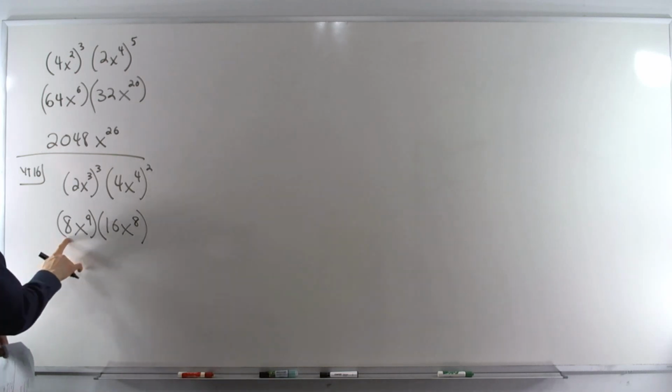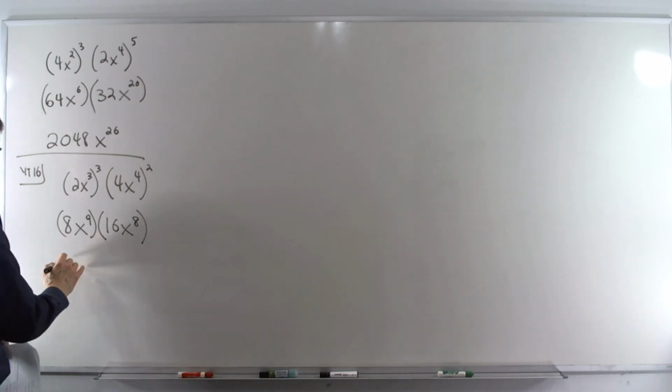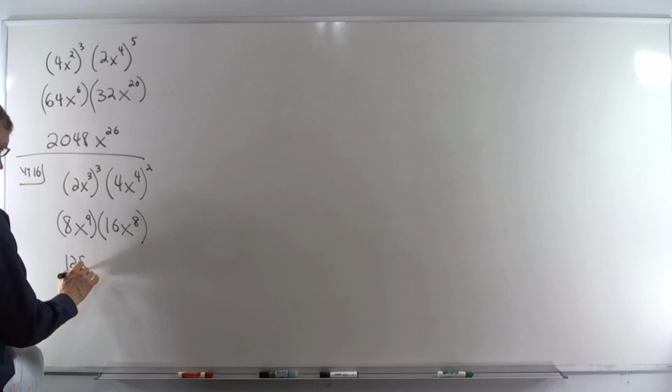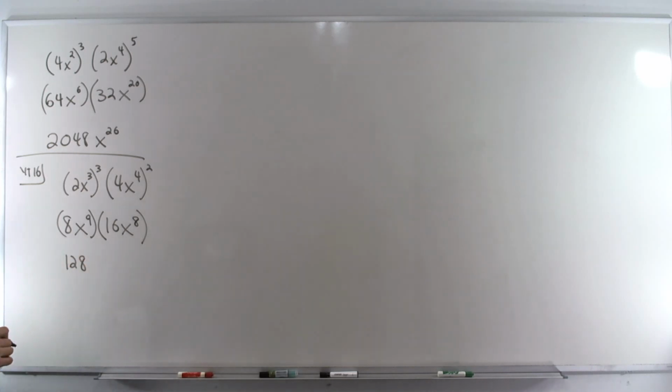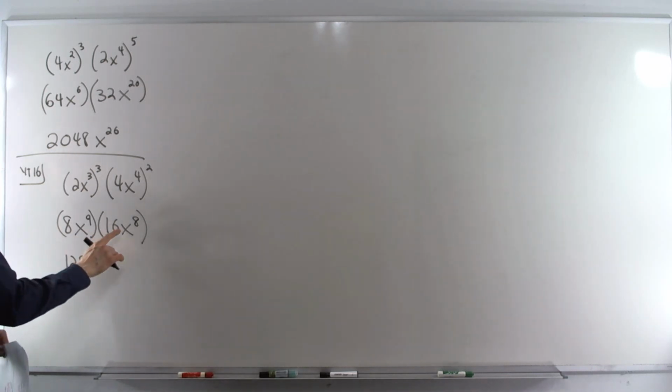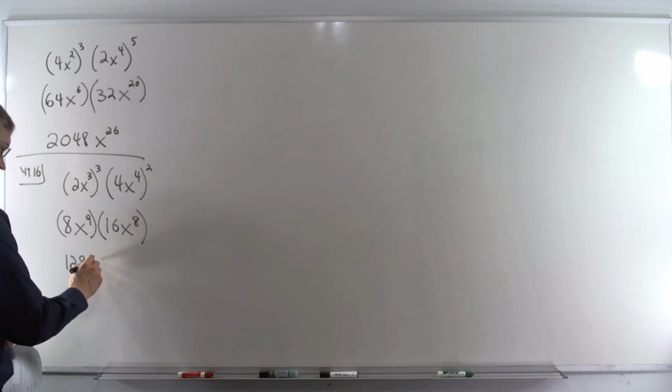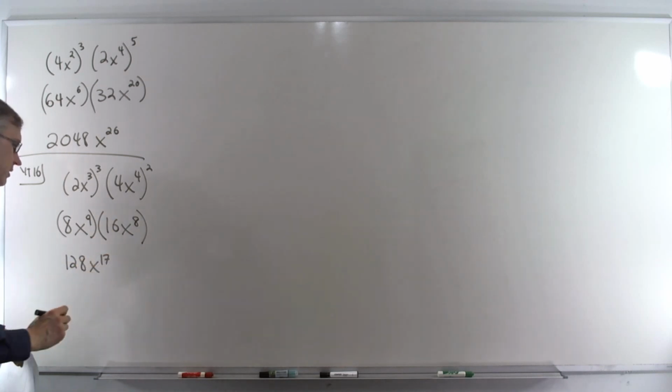Now multiply, 8 times 16, it's 128. X to the 9th times x to the 8th, add those exponents to get x to the 17th power.